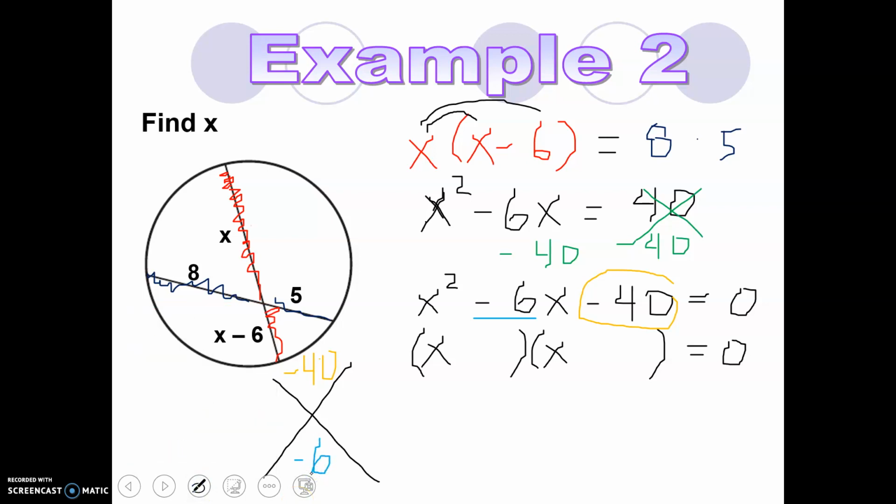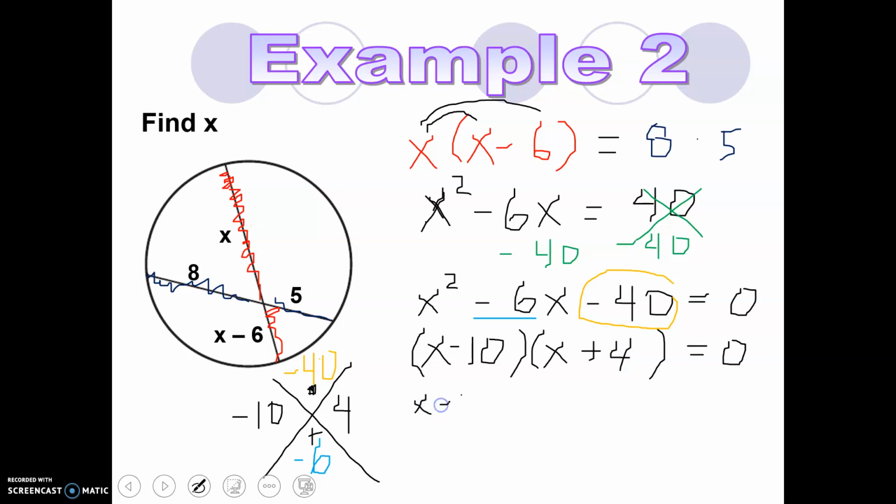All right, now you have to ask yourself, what two numbers will multiply to make negative 40 while also adding to give me negative 6? After some trial and error, you may realize that your answer is going to be negative 10 times 4, because negative 10 times 4 is negative 40, but negative 10 plus 4 is negative 6. That's going to give us our two constant terms here.